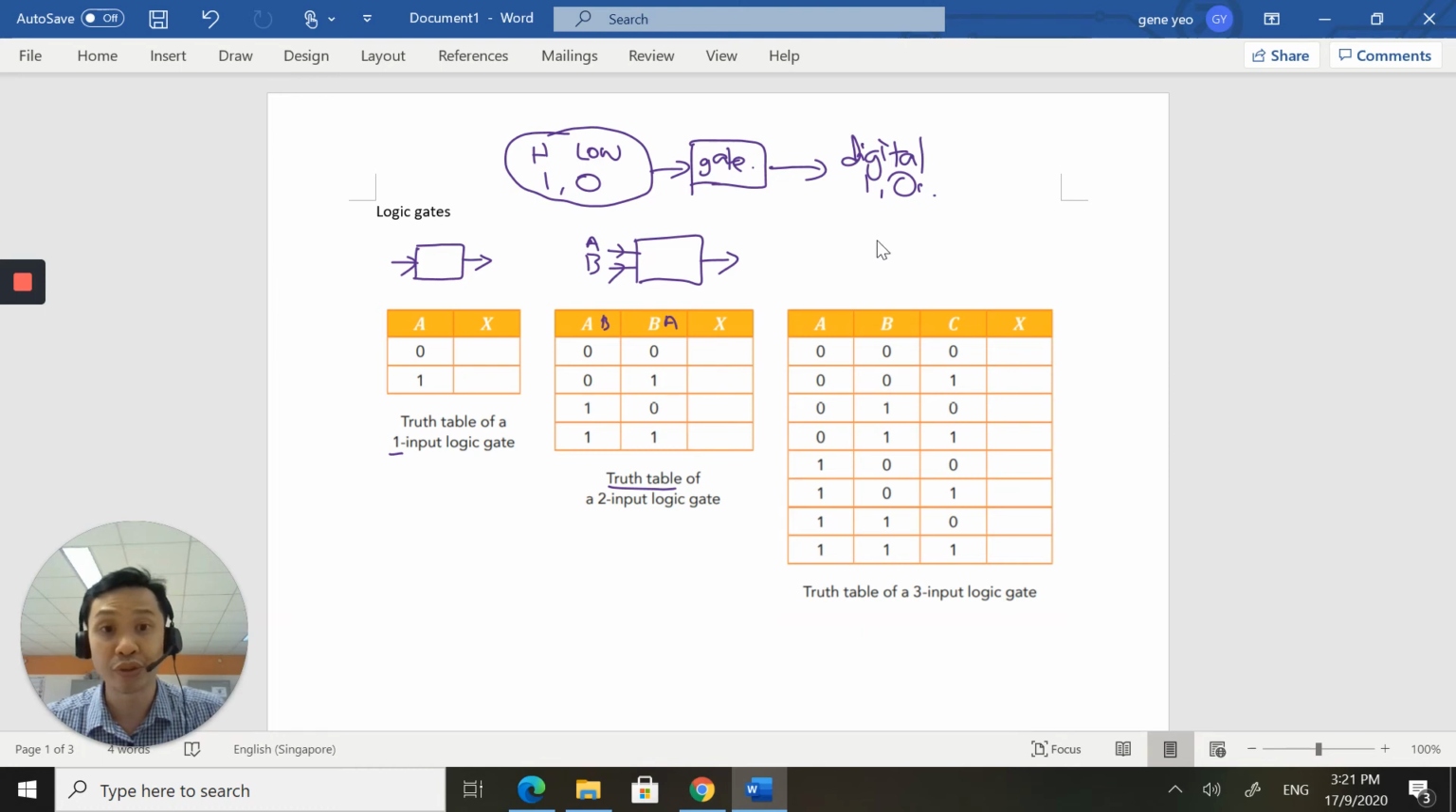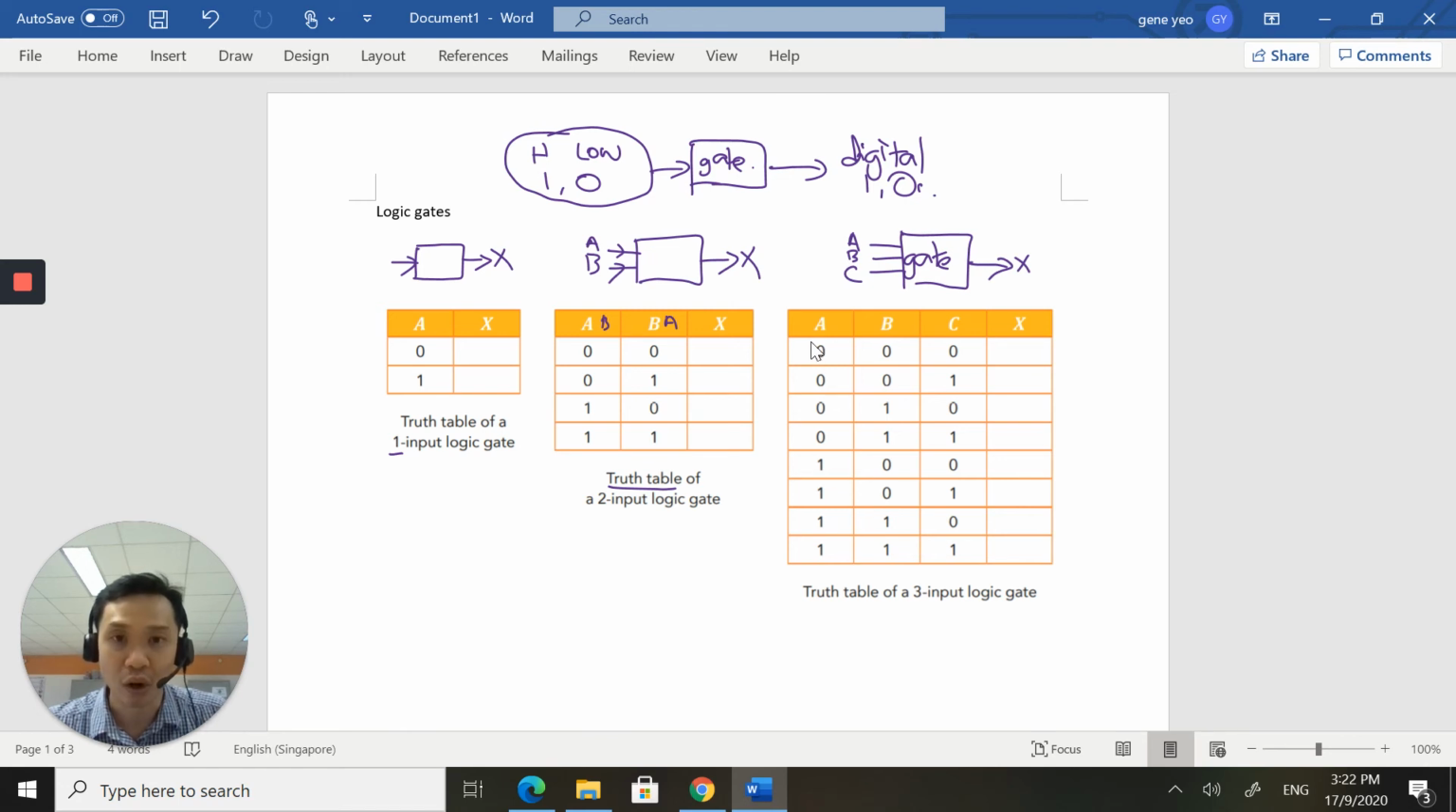There are also three input gates. If I want 3 inputs into a gate, this will help me decide what's going to happen, and it will give me one output. The output in each case is X. If you have three inputs, A, B, C, you have to draw the truth table in such a way that you now have 8 possible outcomes.